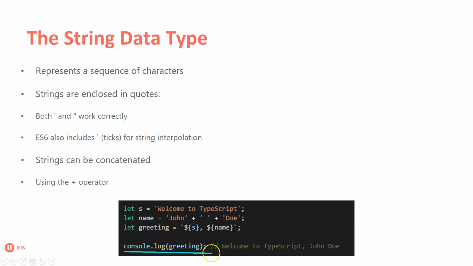When I say console.log of greeting, I receive 'Welcome to TypeScript'. This 'Welcome to TypeScript' is actually this part, the string interpolation with the string 'Welcome to TypeScript'. Then I have a comma and space, which is this part of the string, and then I have John Doe. John Doe is again this part of the string interpolation, where I'm getting the name variable and printing it inside my console. Let's continue with the next example.